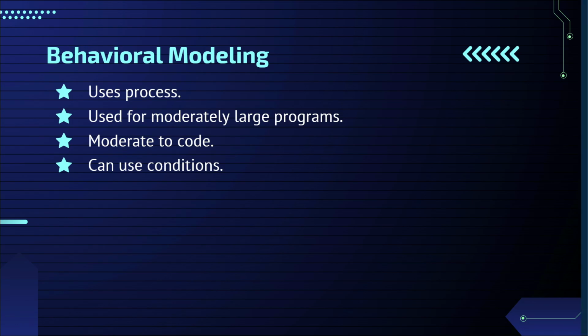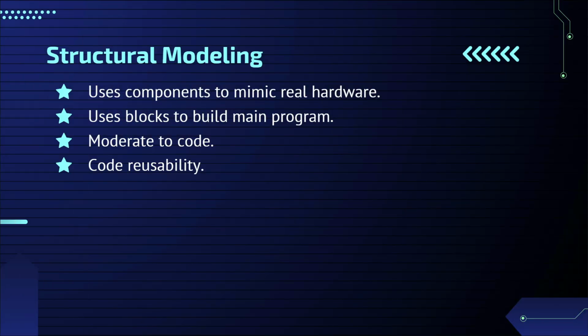Next up, we have structural modeling. Structural modeling is like building a circuit using smaller components. It allows us to reuse existing designs and reusability increases. It is used to create complex circuits. Think of it like assembling a circuit with small blocks, just like we use Lego to build structures.